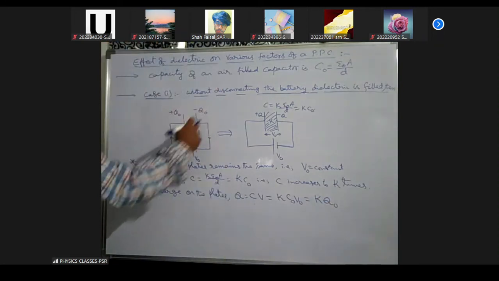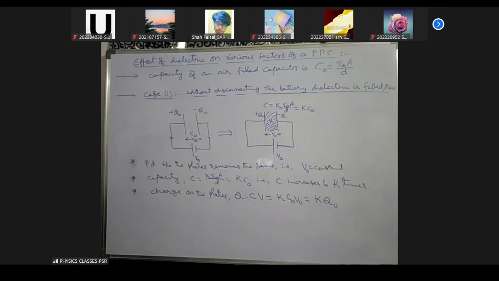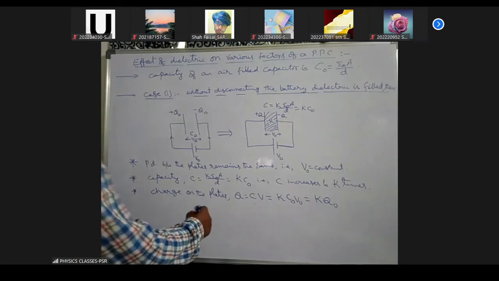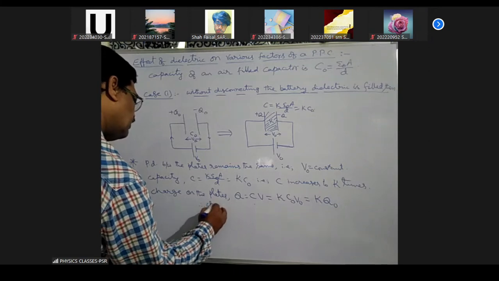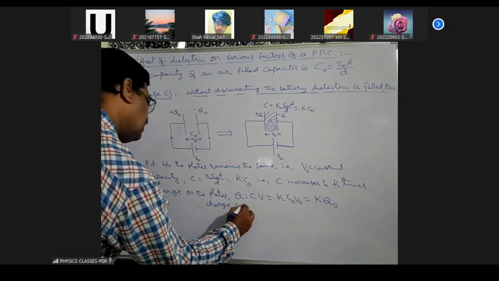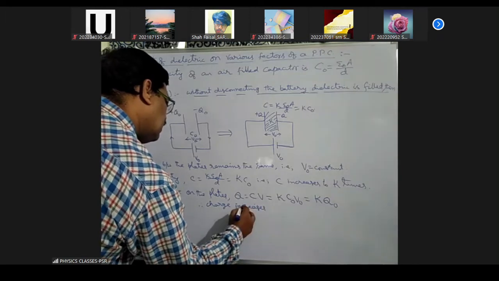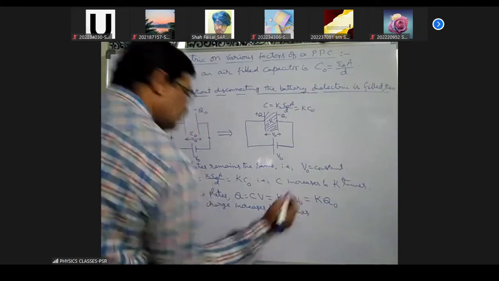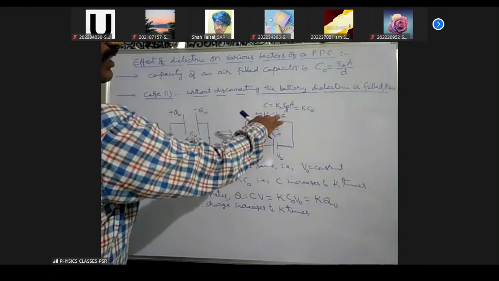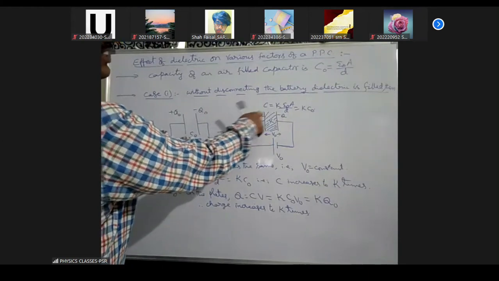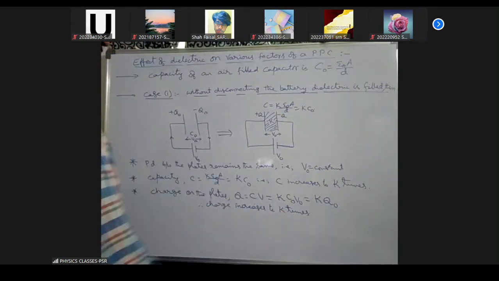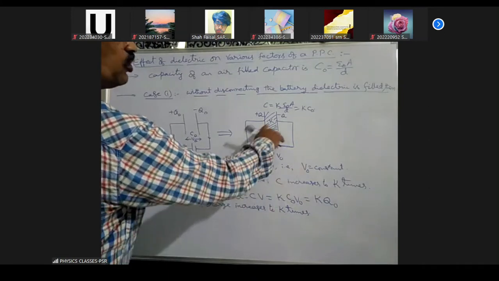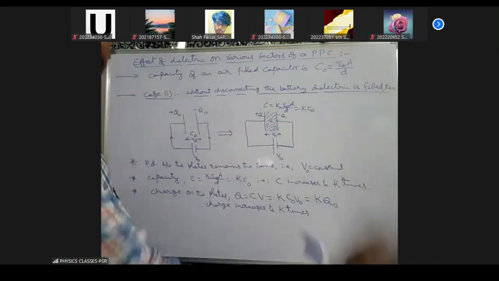Why? Because this Q naught is equal to C naught V naught. So the charge on the plate increases to K times. Therefore, without disconnecting the battery, if the dielectric is filled between the plates, the charge on the plates increases to K times. Capacity increases to K times. But the potential difference between the plates remains the same.